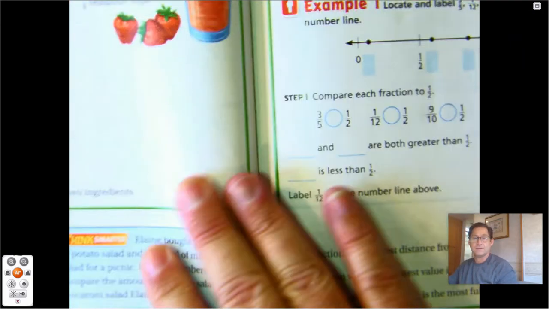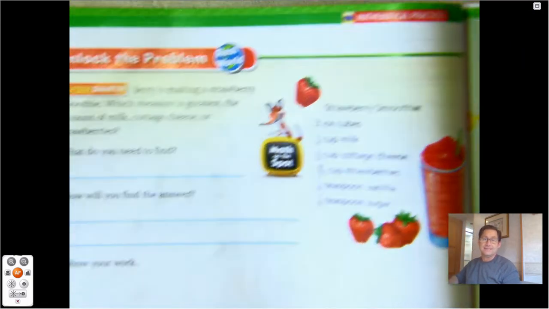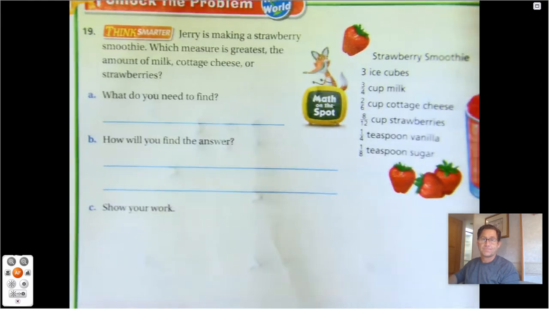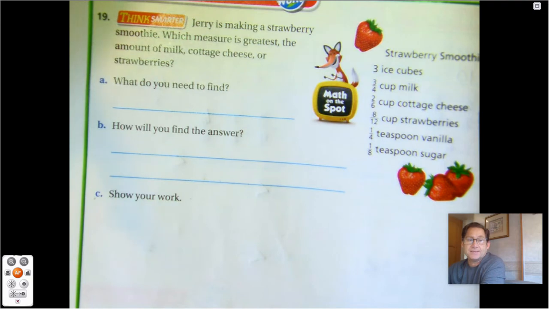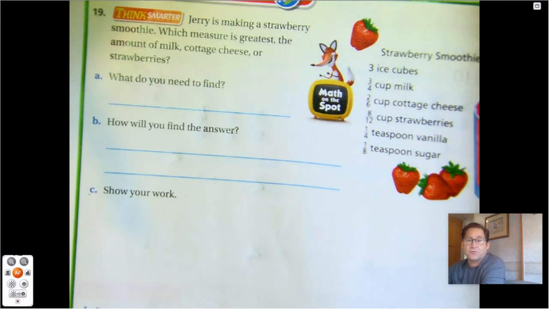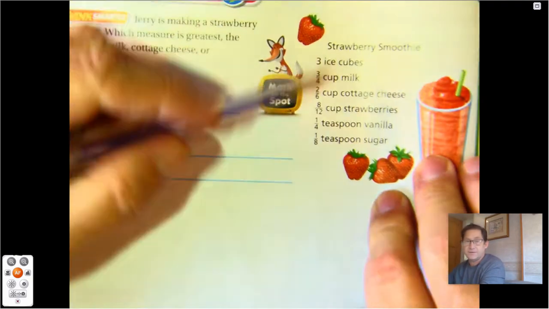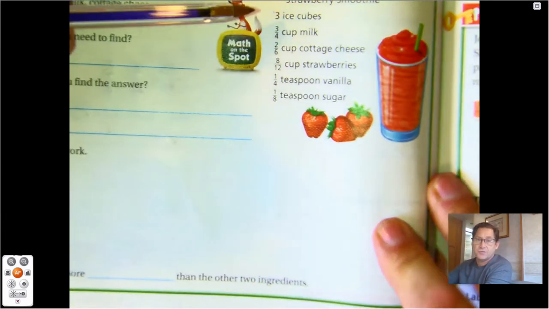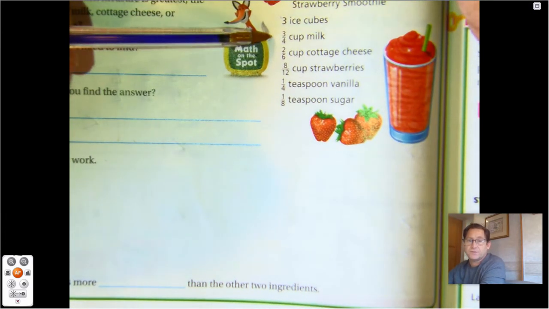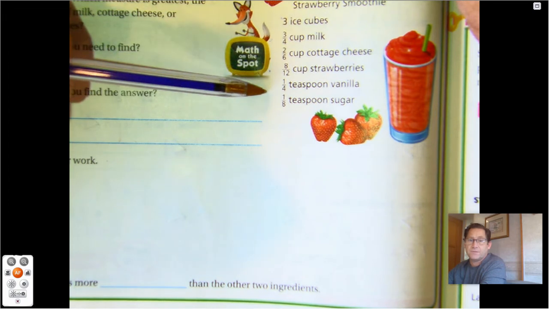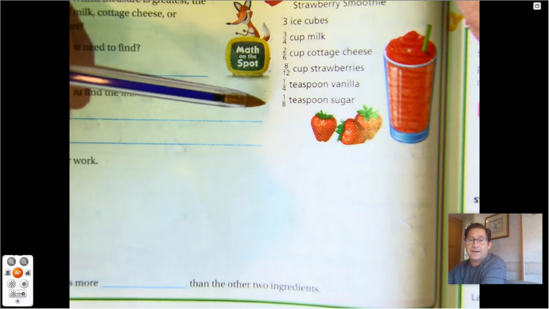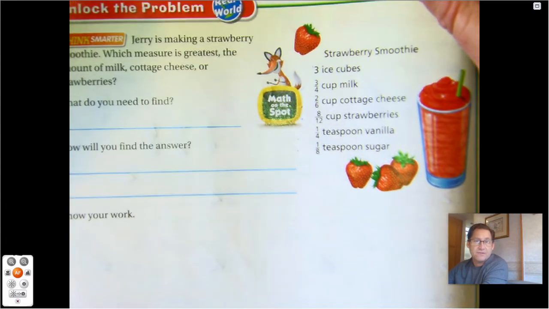Number 19. Jerry is making a strawberry smoothie. Which measure is greatest? The amount of milk, cottage cheese, or strawberries? And so these are his ingredients. He has 3 ice cubes, 3/4 cup milk, 2/6 cup cottage cheese, 1/12 cup of strawberries, a fourth teaspoon of vanilla, and an eighth teaspoon of sugar. And he wants to know milk, cottage cheese, or strawberries.